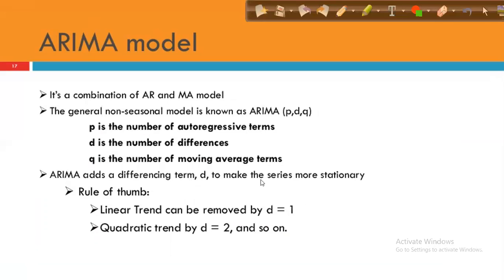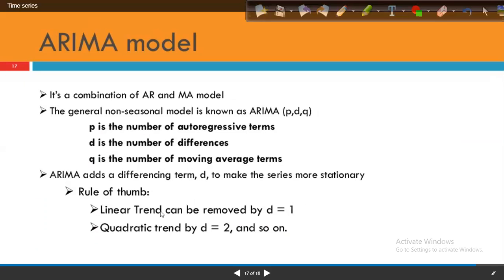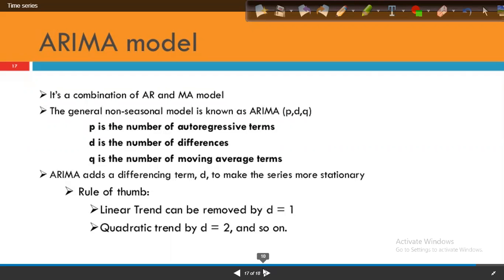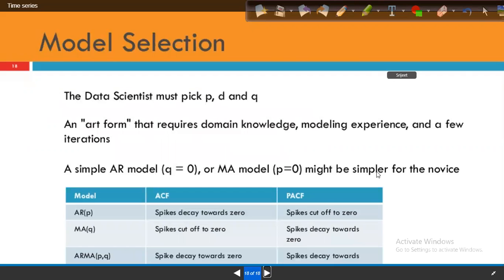ARIMA adds a differencing term to make the series more stationary. The rule is that a linear trend can be removed by d equal to 1. You can say differencing is 1, and if you have a quadratic trend, you need to use 2, and so on. You will get to know this as you keep doing a lot of forecasting. By practice, you will learn this one. But this is the rule of thumb.